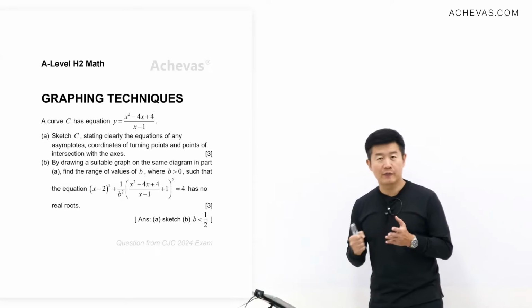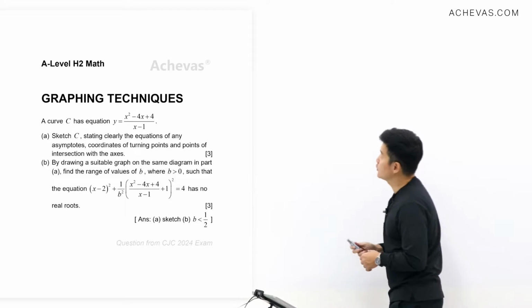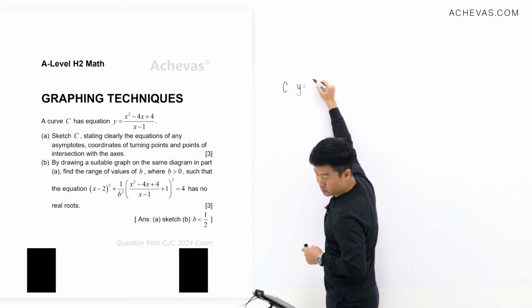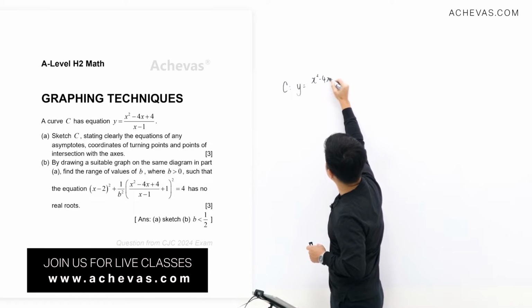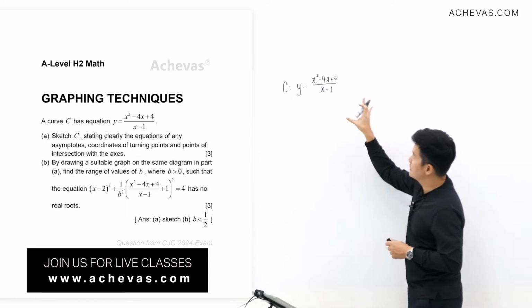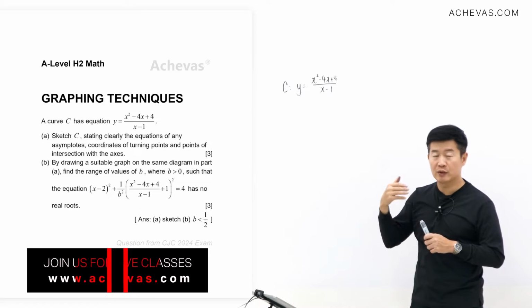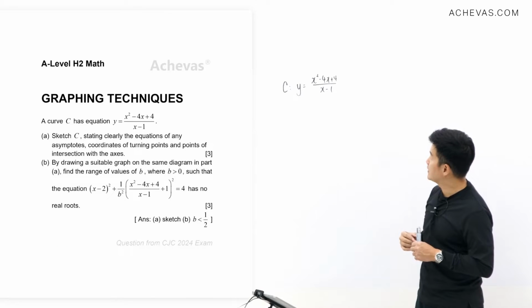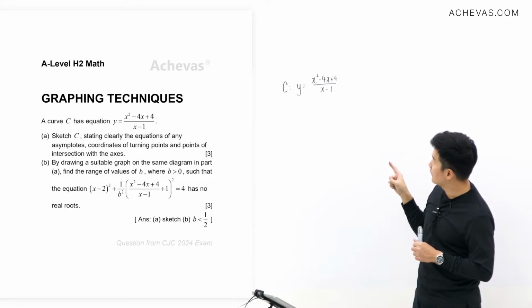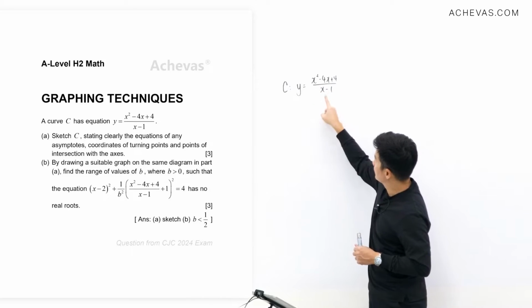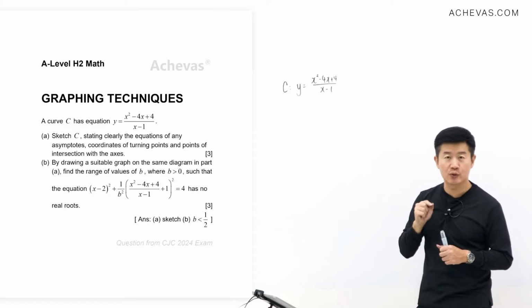We are going to be looking at a graphing techniques question, and in this question we are given the equation of curve C to be y is equal to (x squared minus 4x plus 4) over (x minus 1). This is a rational function, so for part A, if we were to try to sketch this curve, we will be expecting this curve to have a vertical asymptote that can be deduced from the denominator. So the vertical asymptote is going to be x is equal to 1.